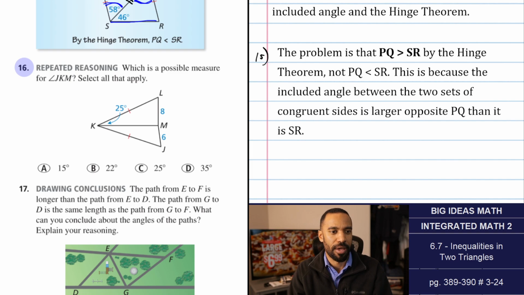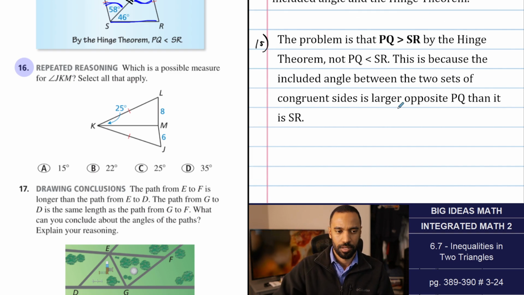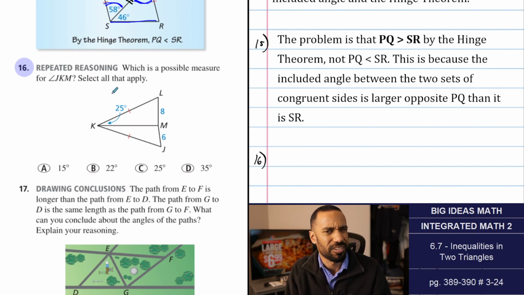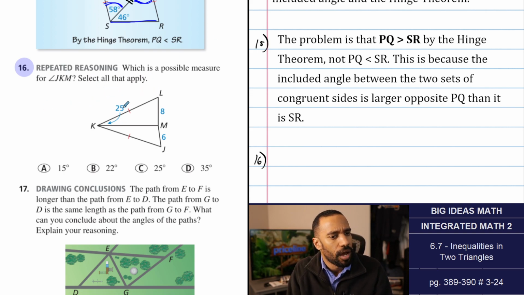Which is a possible measure for angle JKM? Select all that apply. So 16. I'm doing a lot less copying down problems on my side if I can just use the things on this side. I hope that's okay, because a lot of triangle diagrams do a lot to me. Instead I need to really mark it up right.